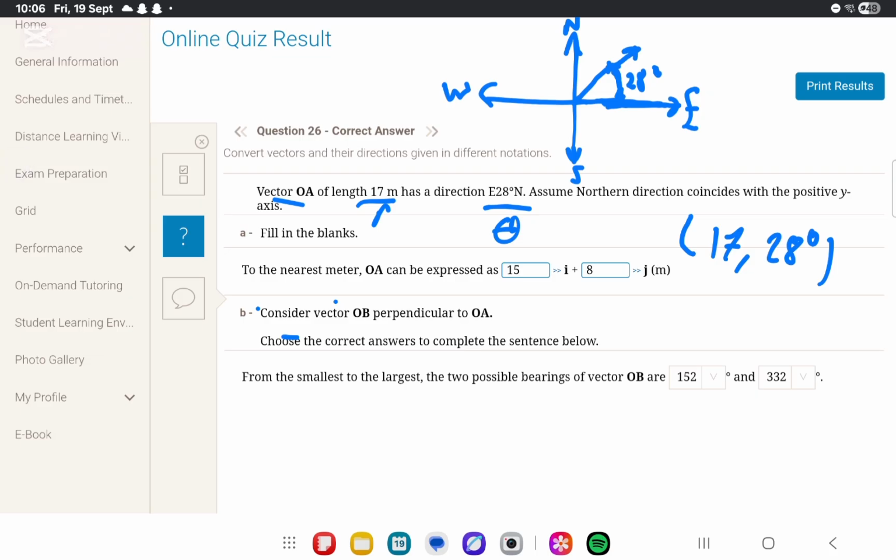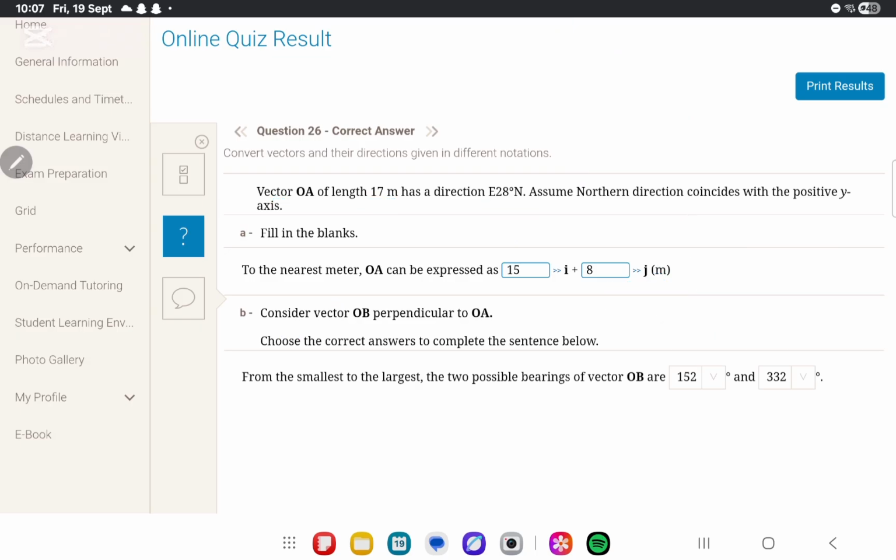So now, do it with me on the calculator. Shift minus to give me rec 17, 28. X is 15, so let's say 15i straight away, plus 7.98, let's say 8j. Done. 15i plus 8j.